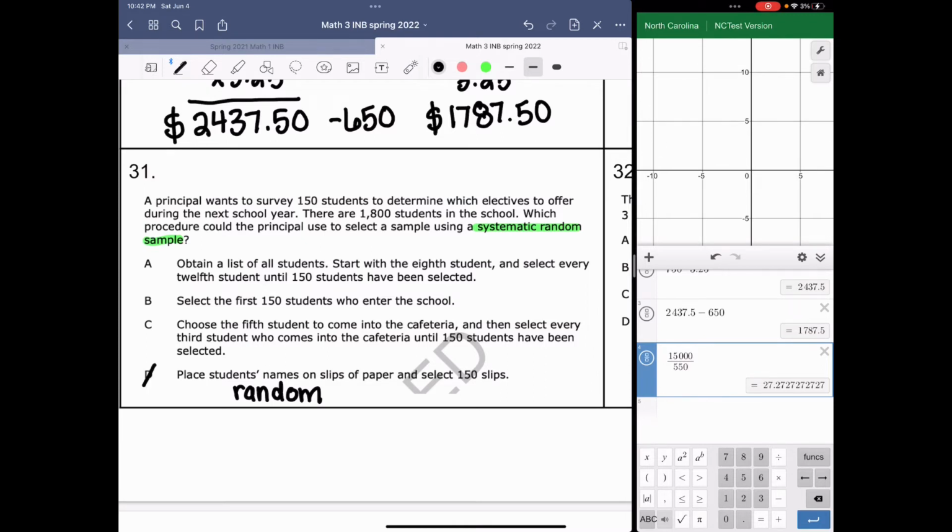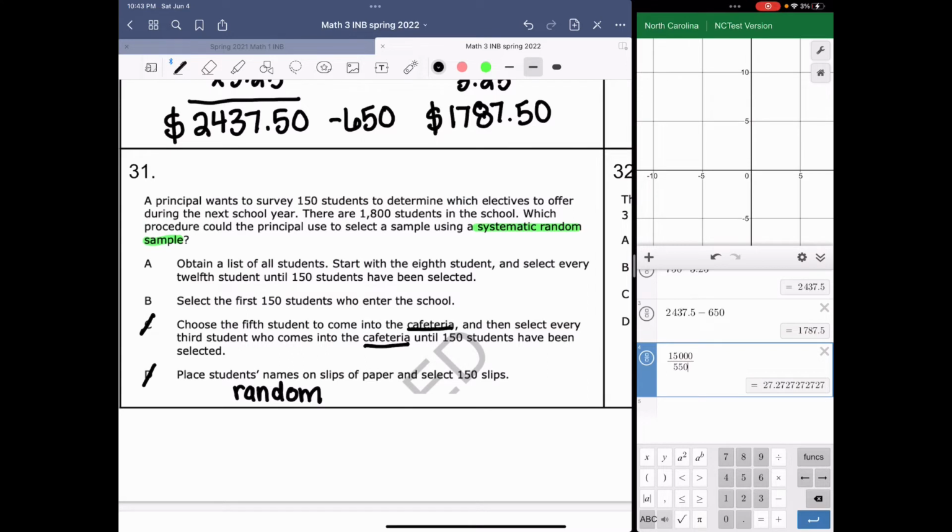Now, for C, choose the 5th student to come into the cafeteria, and then select every 3rd student who comes in the cafeteria until 150 have been selected. Well, that is systematic where you would select every 3rd. However, it is not at random because you're only choosing people that go to the cafeteria. Not everybody goes to the cafeteria, so not everybody in the school as a student has the opportunity to be selected. So that's not random.